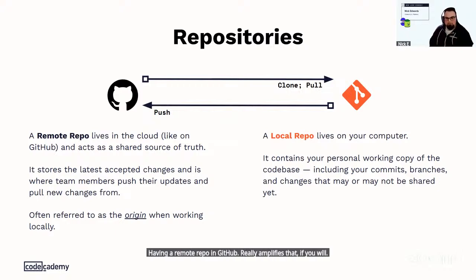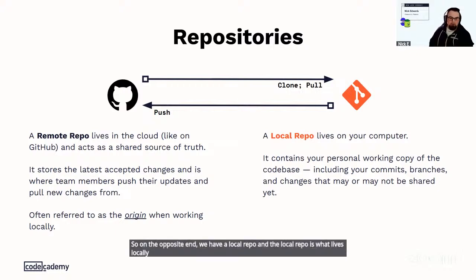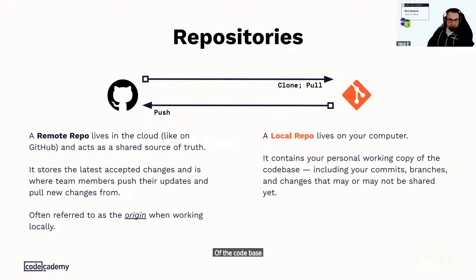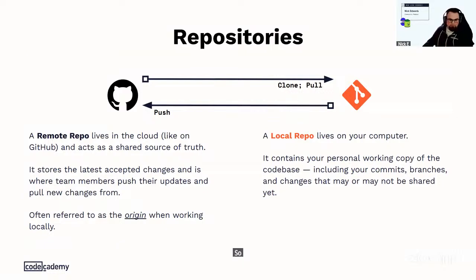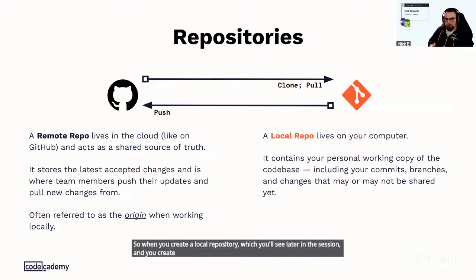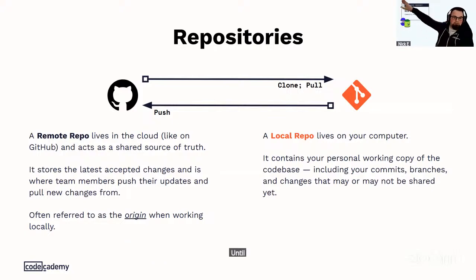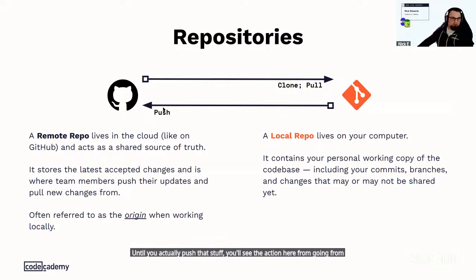So on the opposite end, we have a local repo, and the local repo is what lives locally on our computer. It contains our personal working copy of the code base, including any commits and branches and changes that we've made on the code base that may or may not be shared yet, right? So when you create a local repository, which you'll see later in the session, and you create branches or you add additional commits to those new branches that you create, until you actually push that stuff, you'll see the action here from going from local to remote, you're pushing. Going from remote to local, you're either cloning or you're pulling.